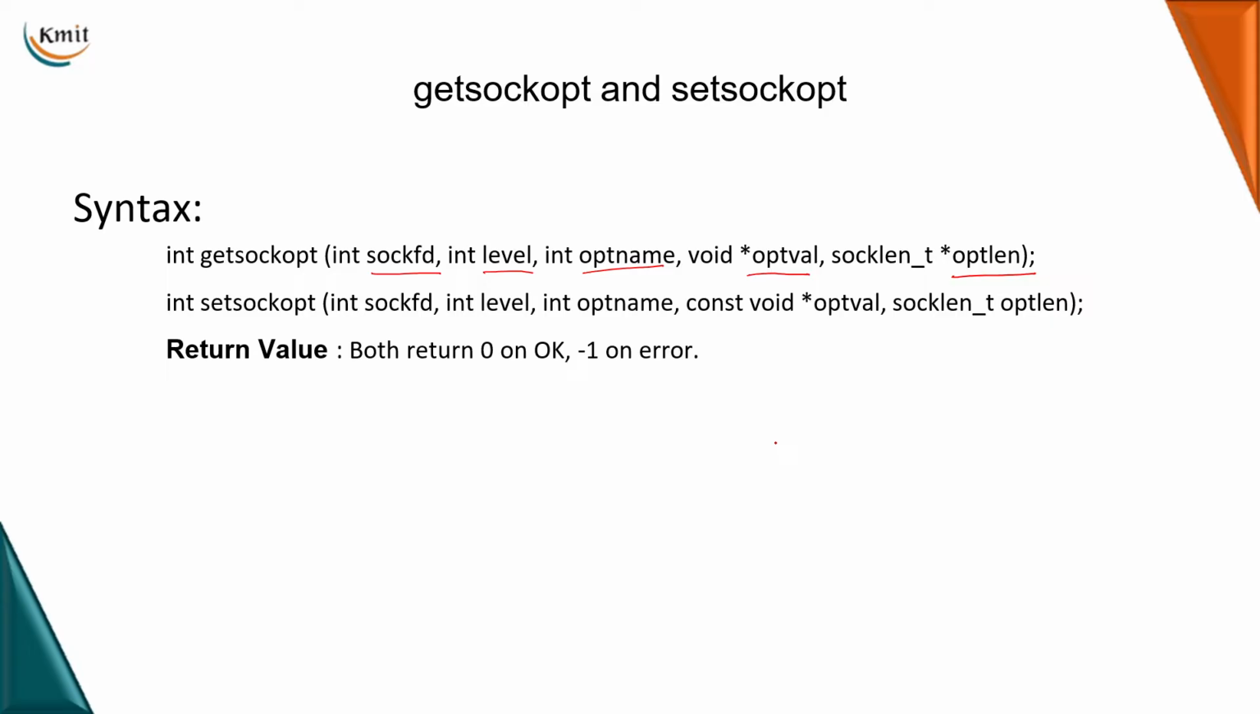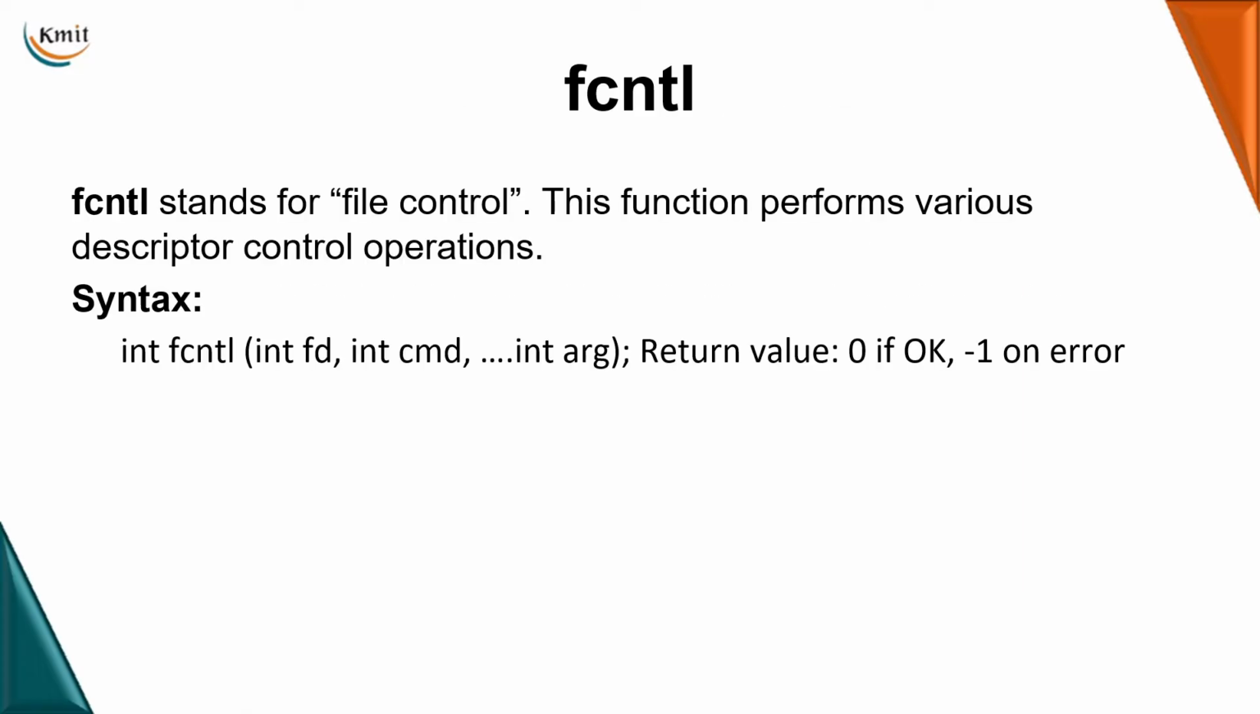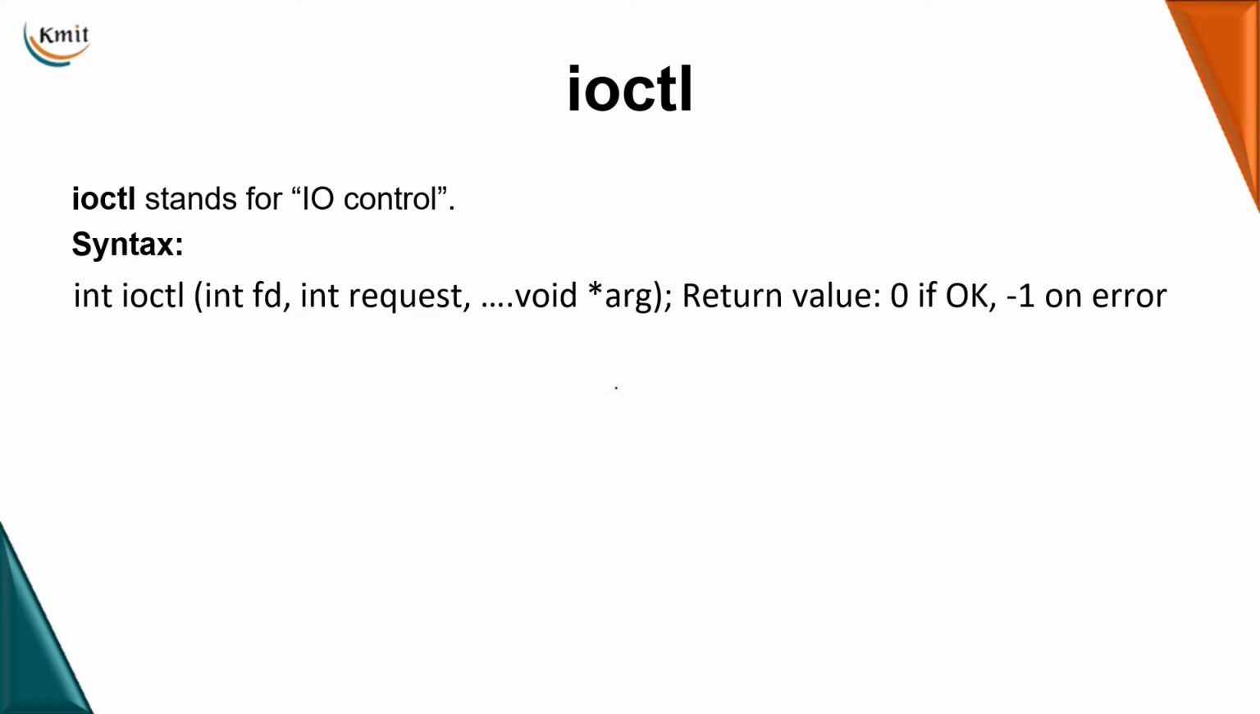The same is the case with setsockopt, where we set a particular option specified by the option name. Both these functions return 0 on OK and -1 on error. Then we have the file control operation. We have the input output control operation.